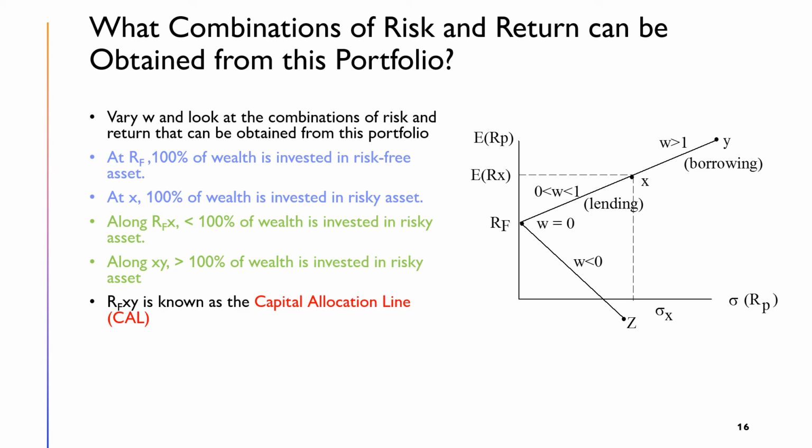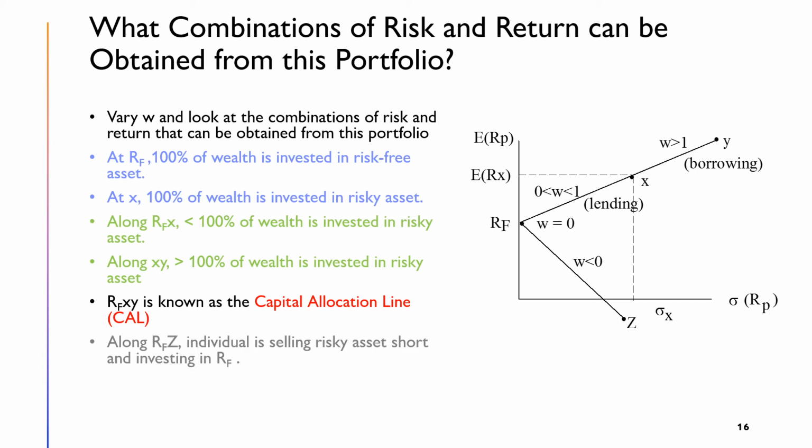The capital allocation line is a graph showing all feasible risk-return combinations of a risky asset and a risk-free asset. RFXY is known as the capital allocation line.